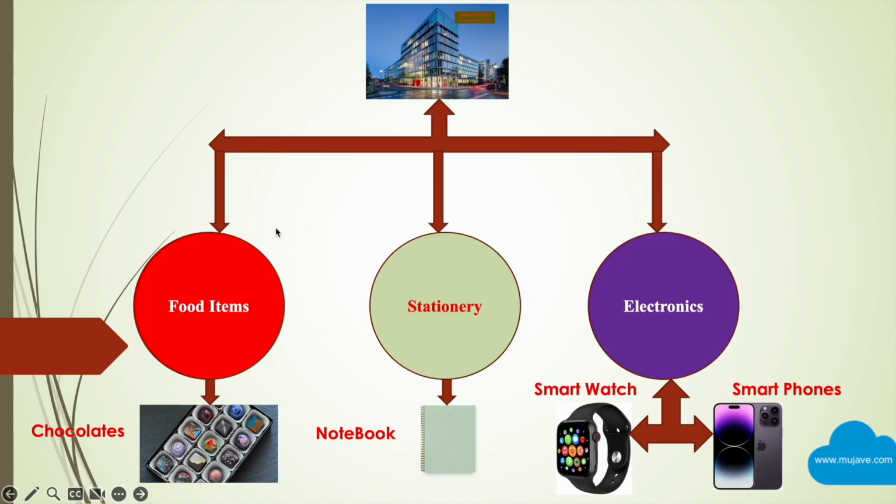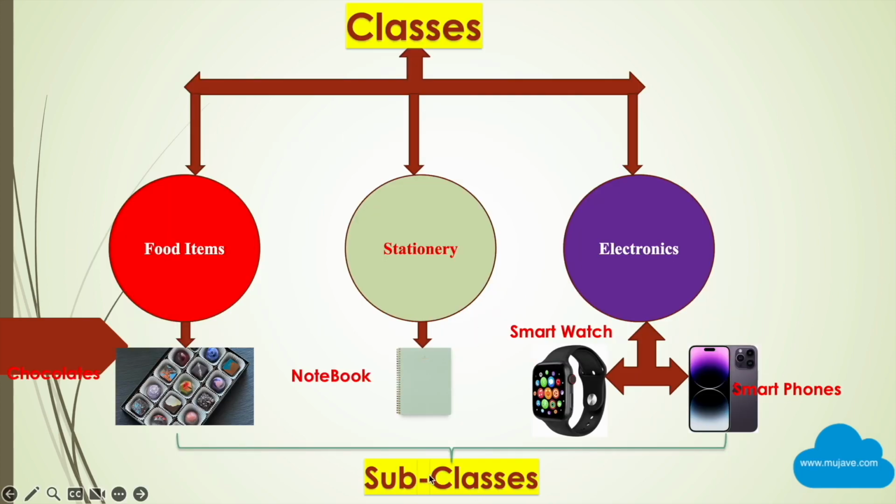For example, we can know which items give us more profit. If food items give us more profit, then we can buy more food items in order to make more profit. This sort of decision can be taken with the help of these classes and subclasses.